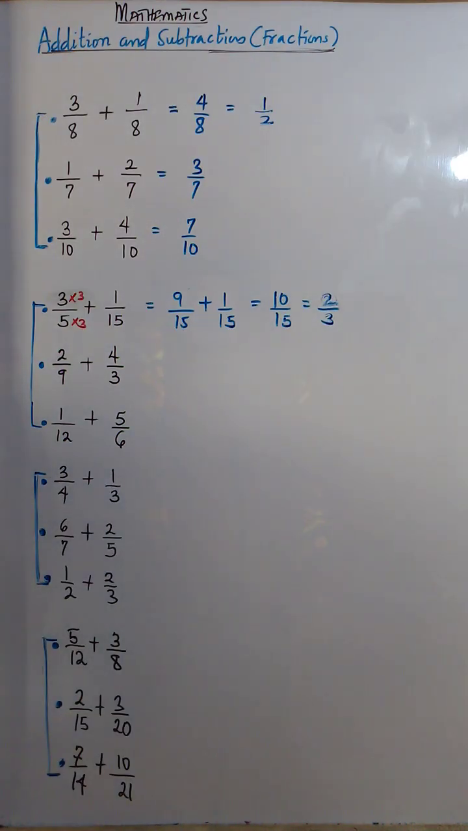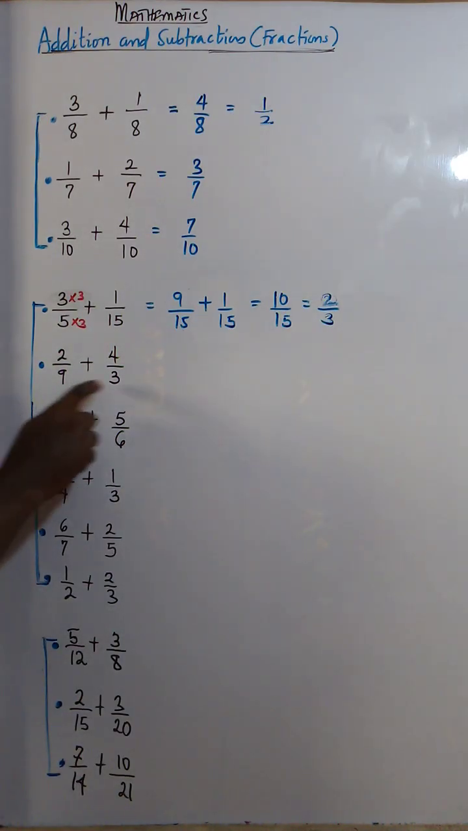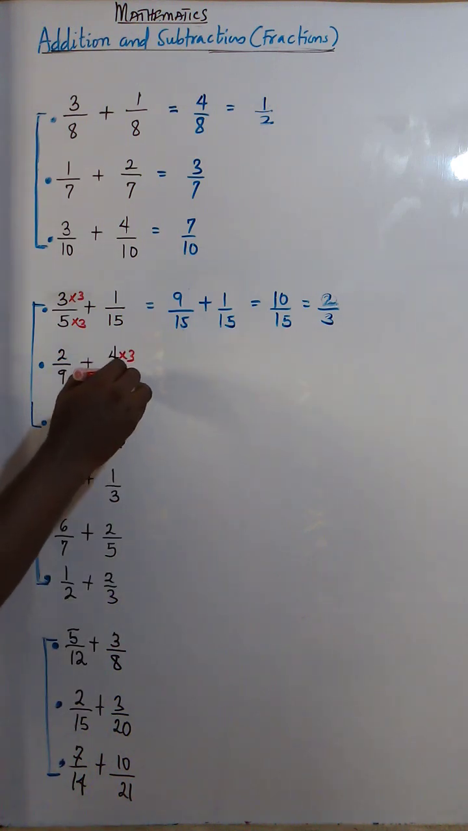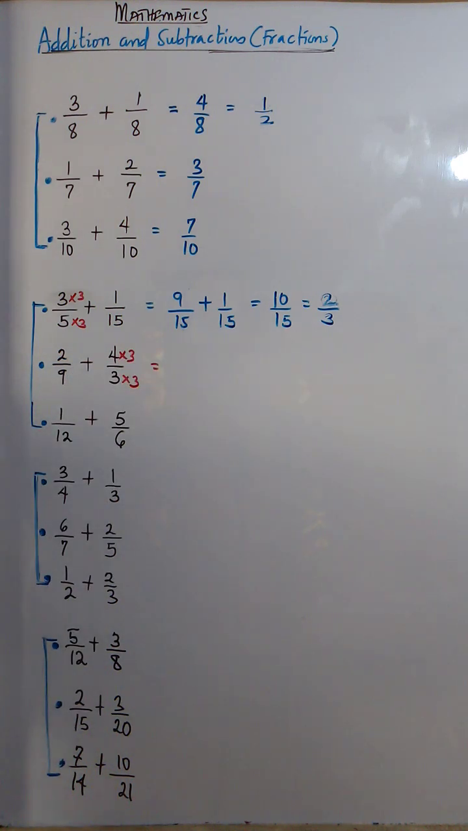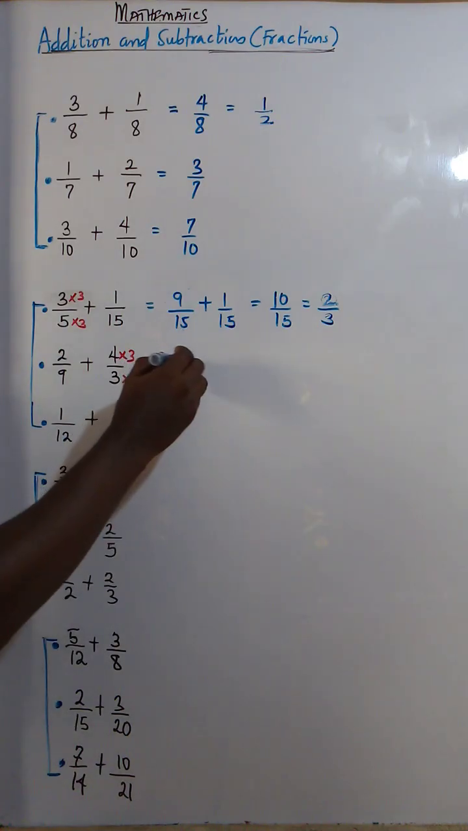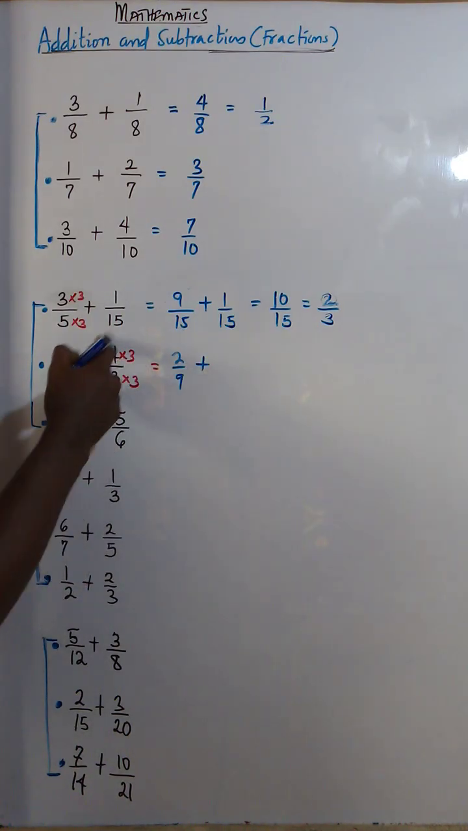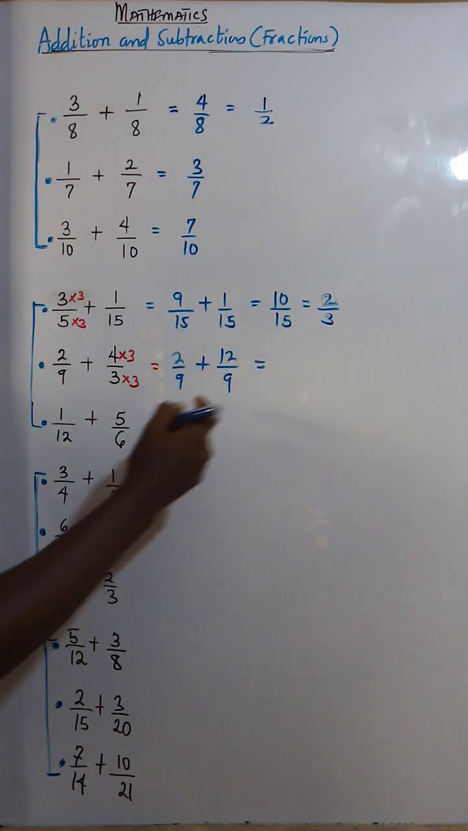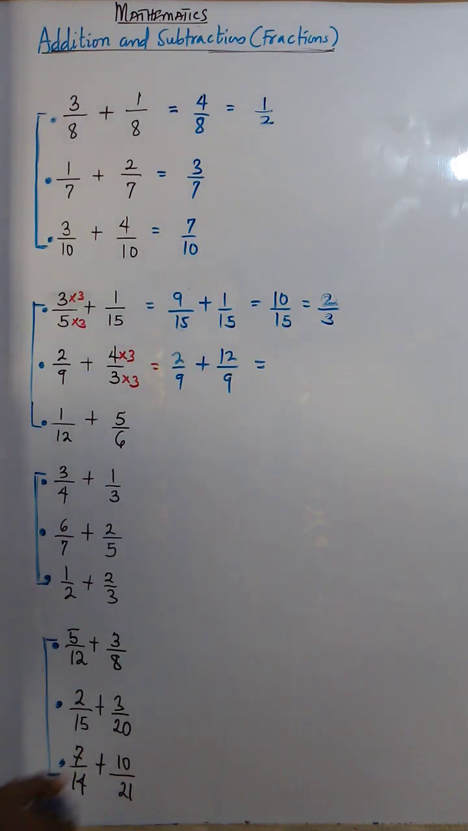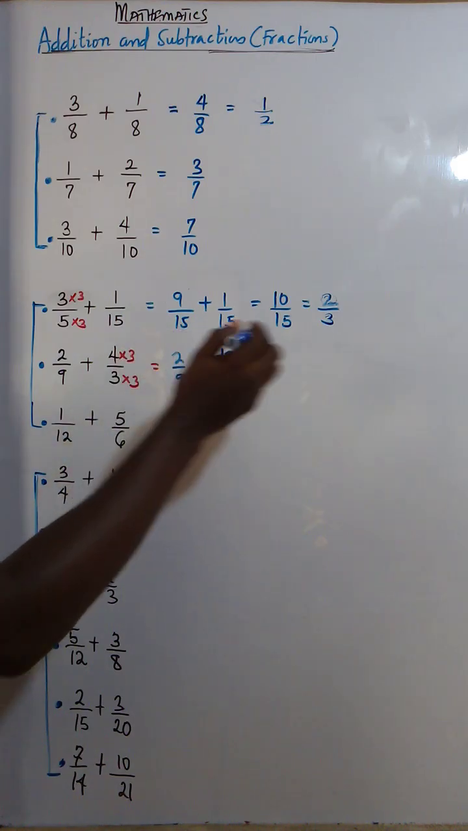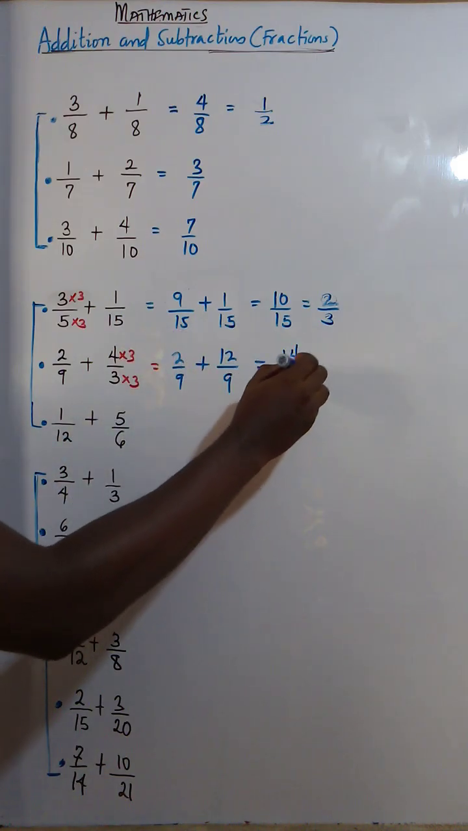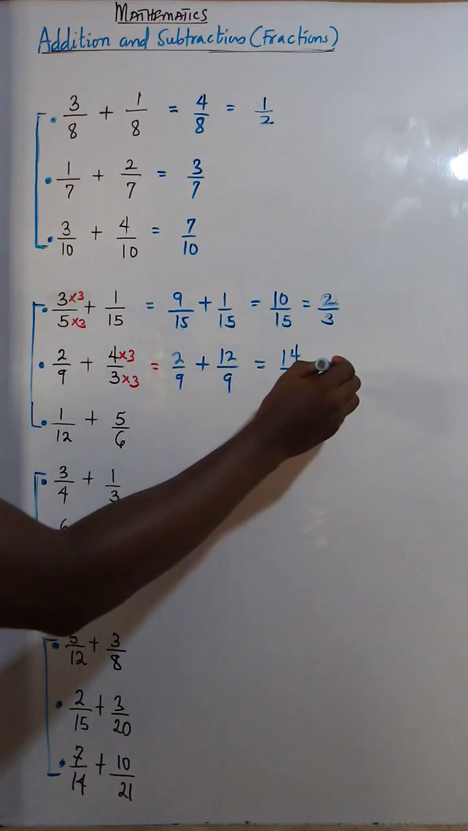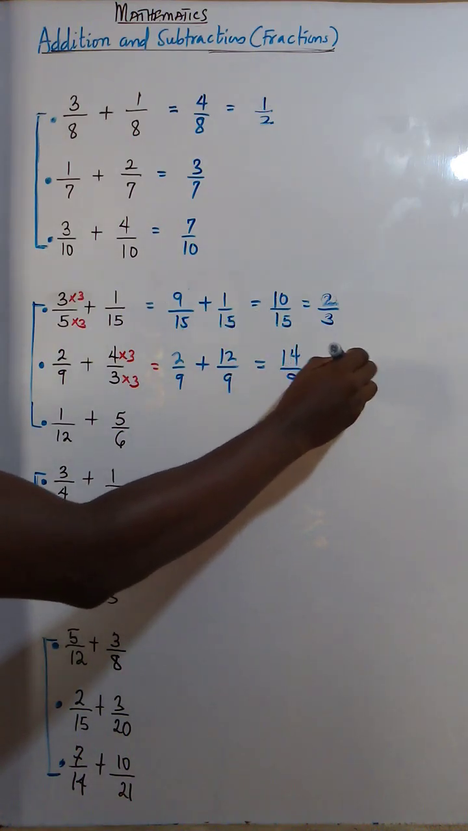Same goes for the next one. 3 in 3, so multiply this one here by 3, and multiply this by 3. So we will be left with what? 9 plus 4 times 3, 12, and 3 times 3, 9. The same denominator. So 2 plus 12 is 14. So that's 14 over 9. It's an improper fraction. In mixed fraction, 14 over 9 is 1 and 5 over 9.